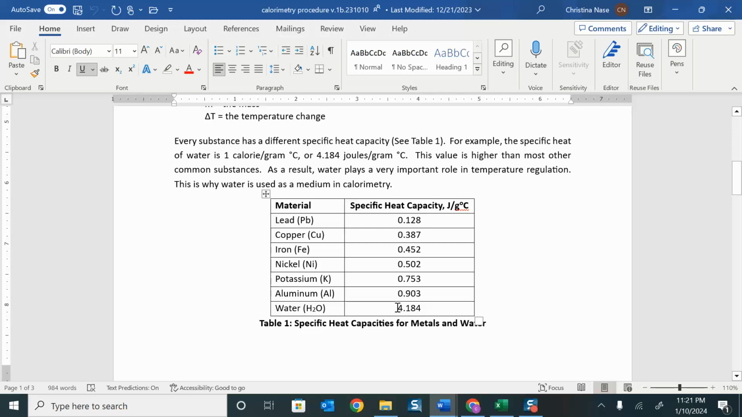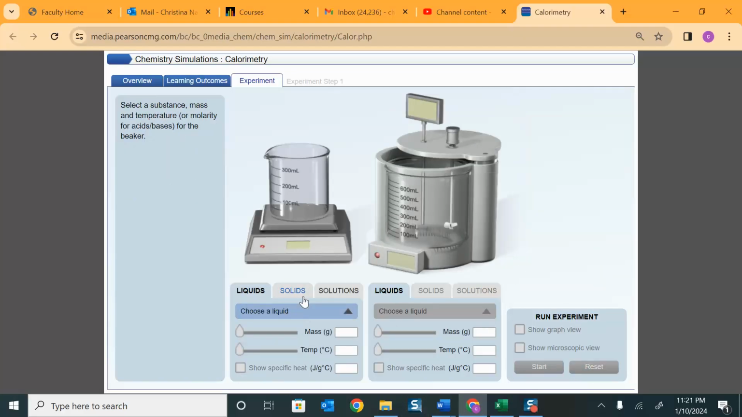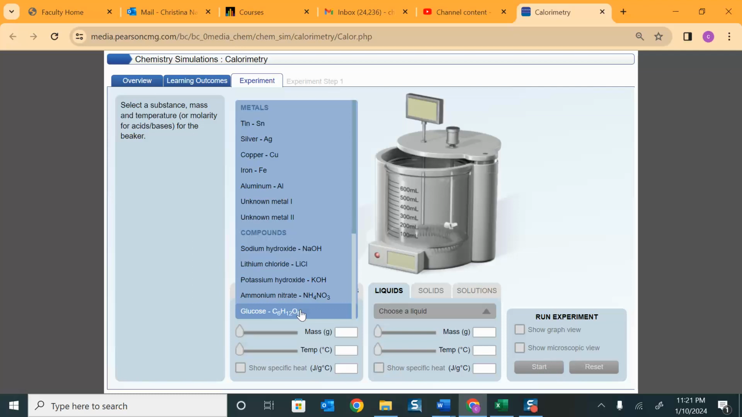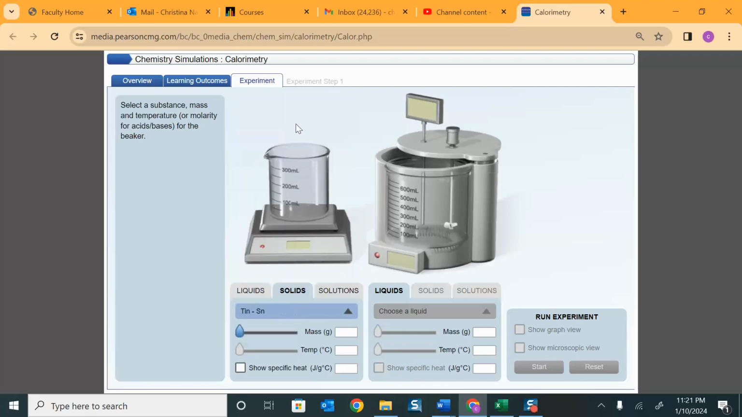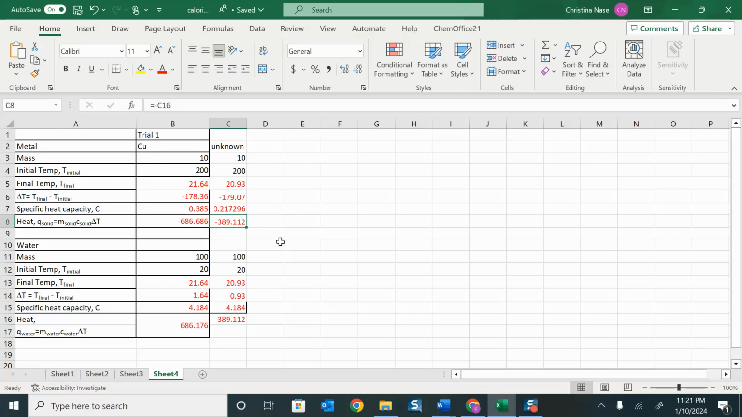Maybe I picked one that's not in the table. I did. So normally that would be in the table, but we can go back over to our simulation and we'll just click that tin. I think that's what we started with, 0.217. Yeah, so pretty close to that one. So the ones that you're looking for will be in the table, 0.217. All right, so then based on this, we will compare it to the table and know that our unknown was tin in this case.